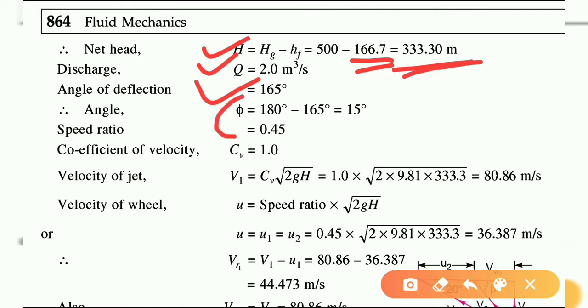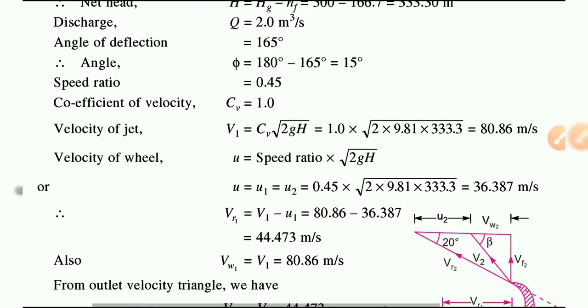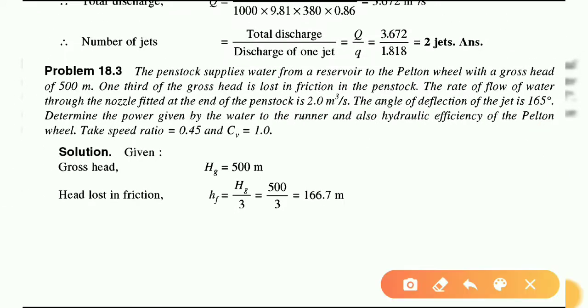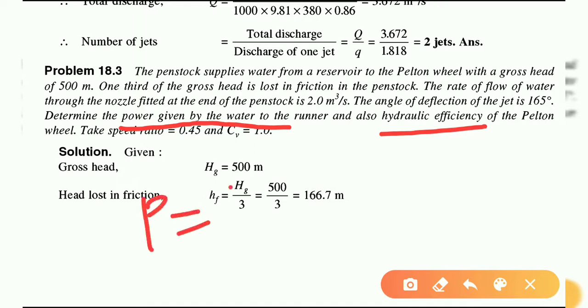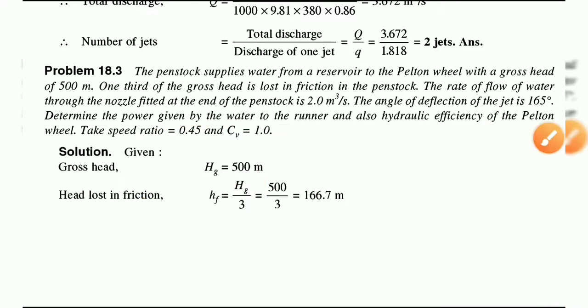Hence by using this angle of deflection we can calculate the vane angle at the outlet, which is equal to 180 degree minus 165 degree, it is equal to 15 degree. The speed ratio is given as 0.45. Coefficient of velocity is 1. And we have asked to find out the power given by the water to the runner and the hydraulic efficiency. P is equal to what, and hydraulic efficiency eta H is equal to what.